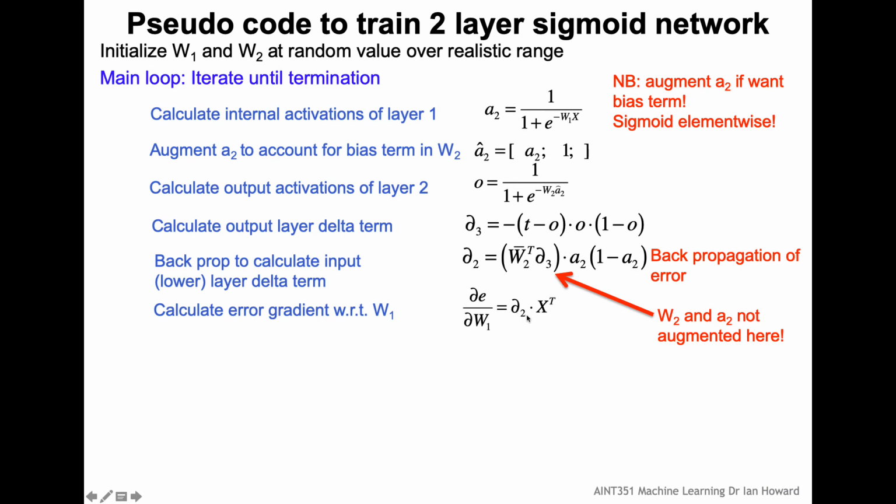So dW1 is delta 2 times X transpose. So this is the lower level weights. The input to the lower level is X. So this is then the delta 2 term multiplied by the transpose of that input.